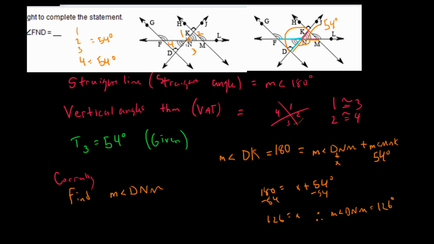And then for angles 1 and 3, well, they're going to be congruent because by vertical angles theorem, they must be congruent. So then they're automatically both 126 degrees. And that is how you do 2 problems in 1.